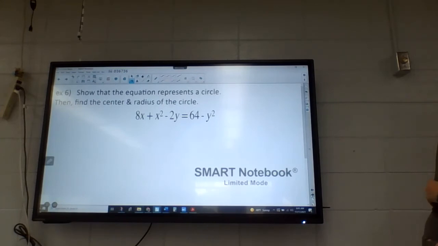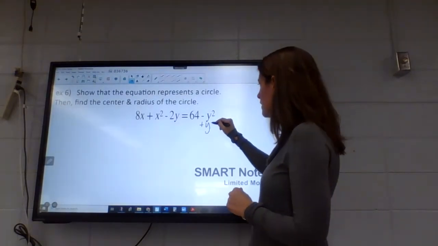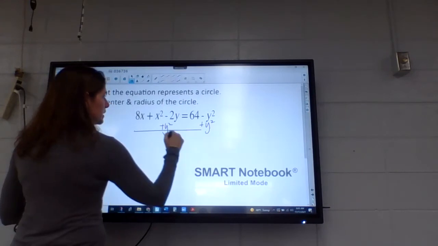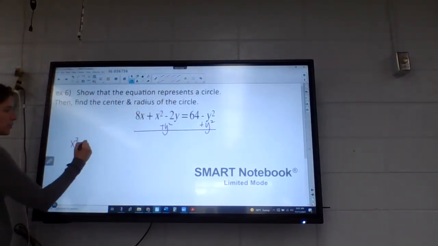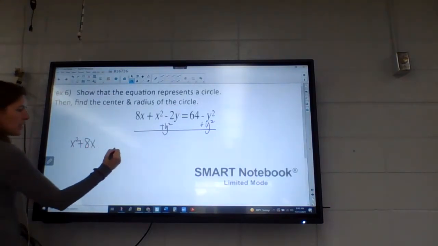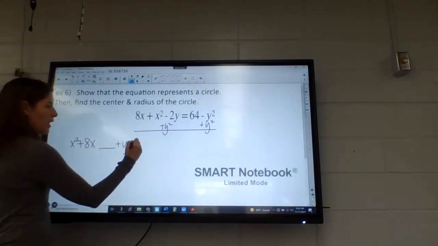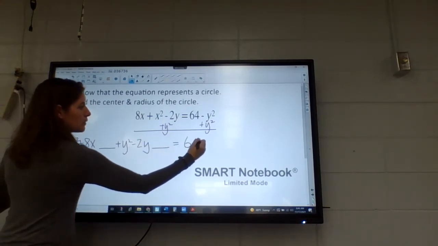Really, it's not too bad once you look at it. What do we need to move? Yeah, y squared just needs to go back over to the other side. The 64 is actually okay where it is because we like that constant term being over there. I'm going to write the x squared plus 8x first. I leave myself a little blank. The y squared minus 2y, little blank, will equal 64.